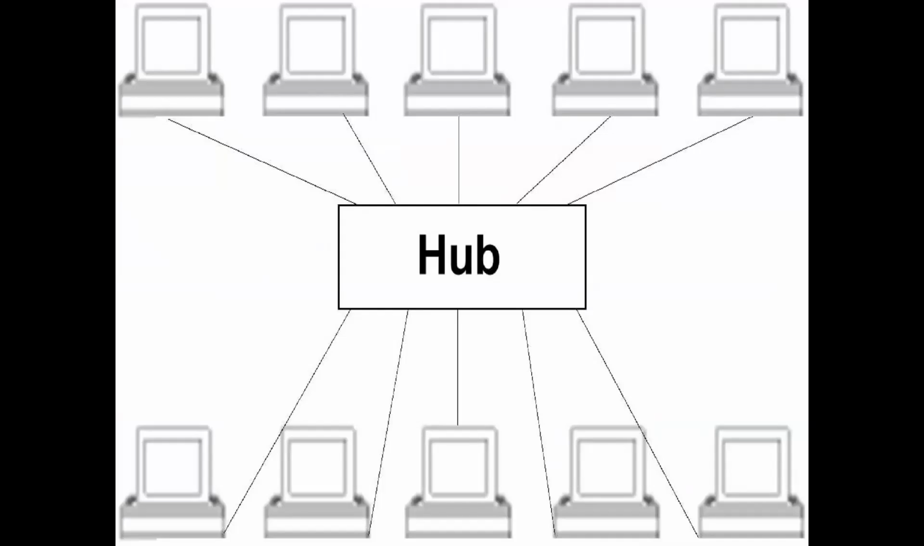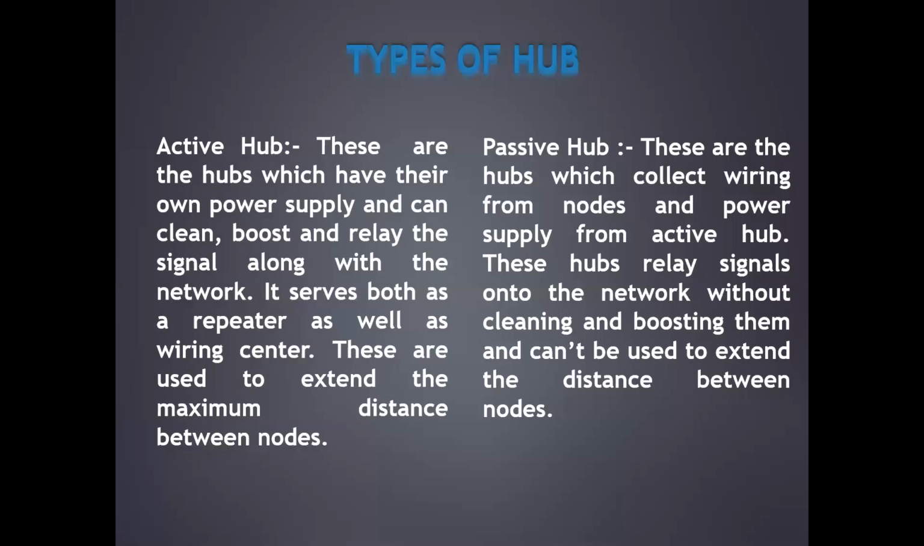But the problem is hubs cannot filter data as to which data is to be sent to which device. So it sends all data to all devices connected to the network. Moving on to two different types of hubs, active hub and passive hub. Active hubs have their own power supply and can clean, boost and relay the signal along with the network. It serves both as a repeater as well as a wiring center. These are used to extend the maximum distance between nodes.